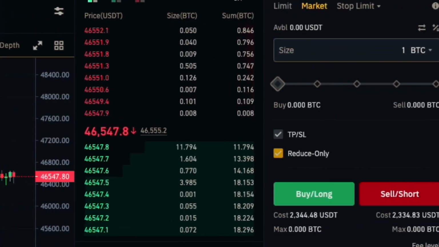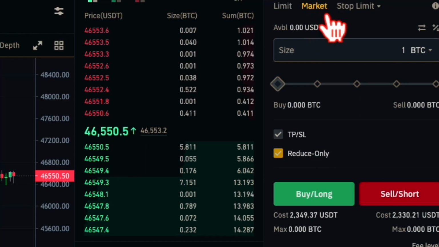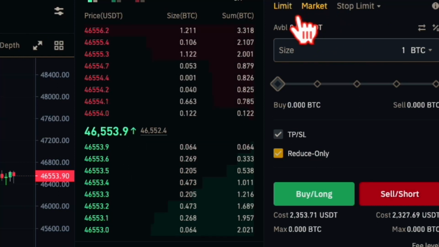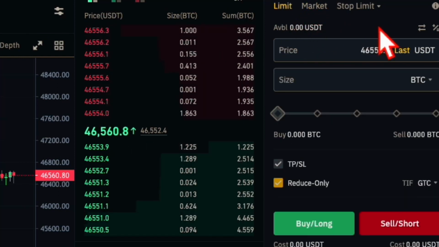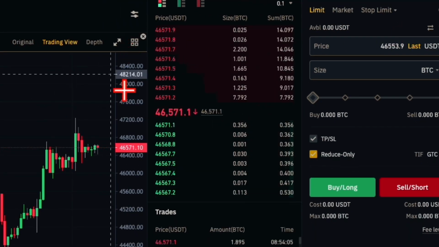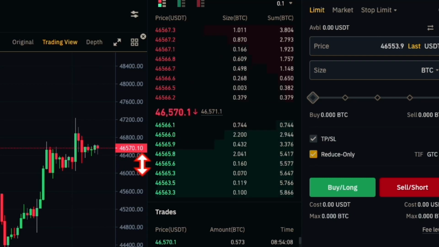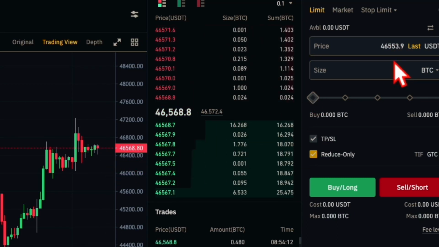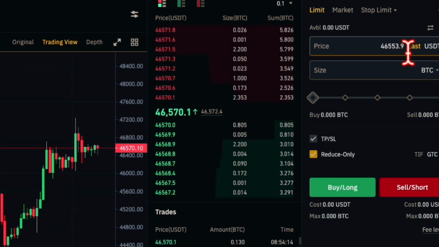So what I've explained to you is very simple here because we're using market position. So the next one we have is limit. If I'm using limit position, it means that I am buying at a different price, contrary to what is in the market. So at the moment, the price of Bitcoin is 46,553.9, which you are seeing here.